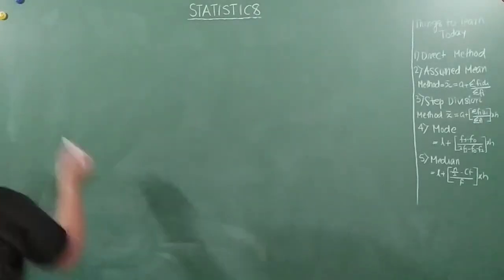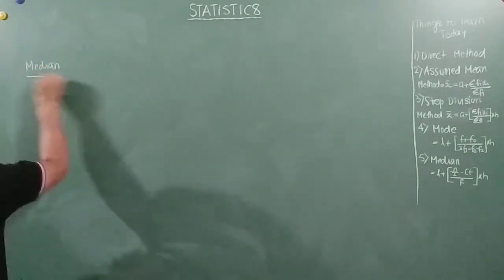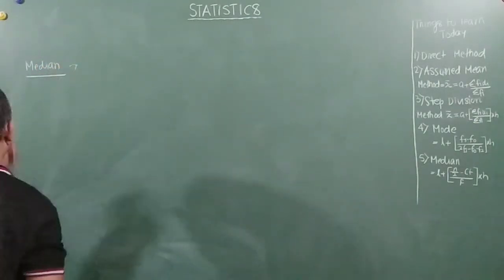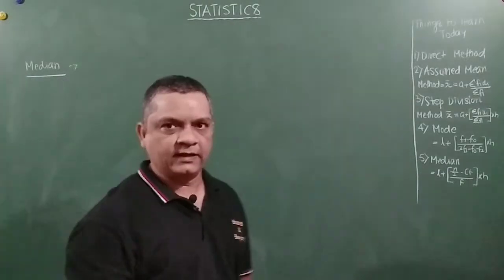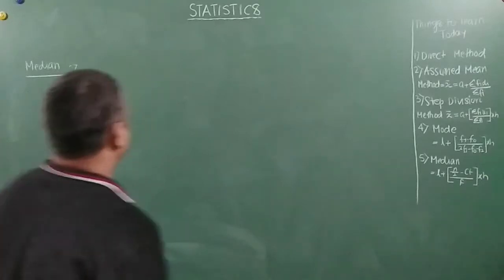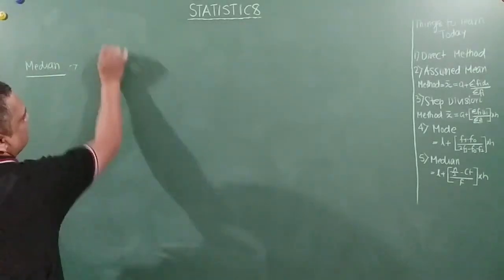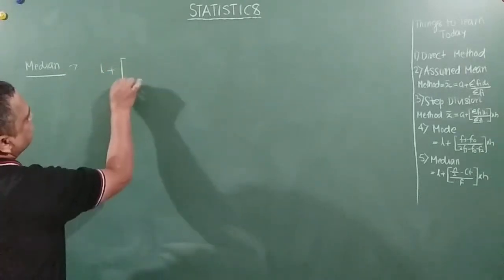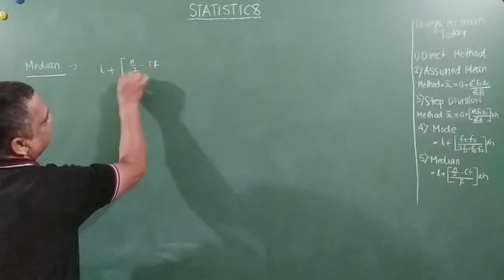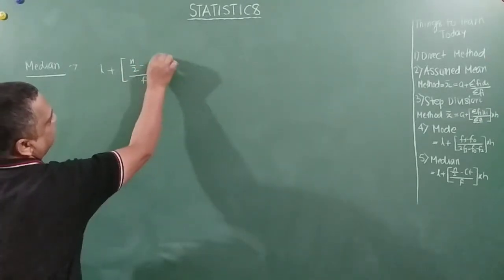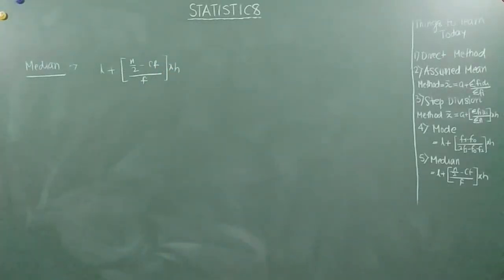But in a group data, finding out a median is a little different. Median for a group data. Here we find the cumulative frequency, and then find out the median from that. So the median is given by L plus (n by 2 minus CF) divided by f, into height. Right, friends? So this is the formula.